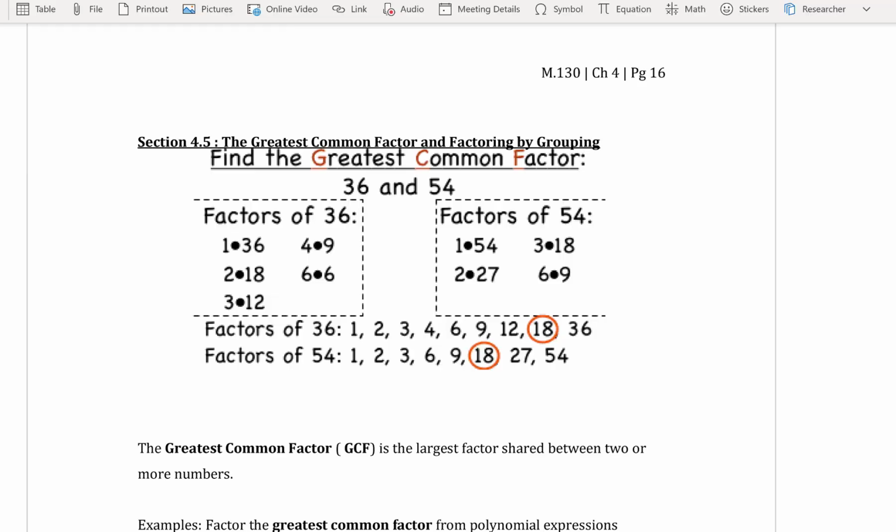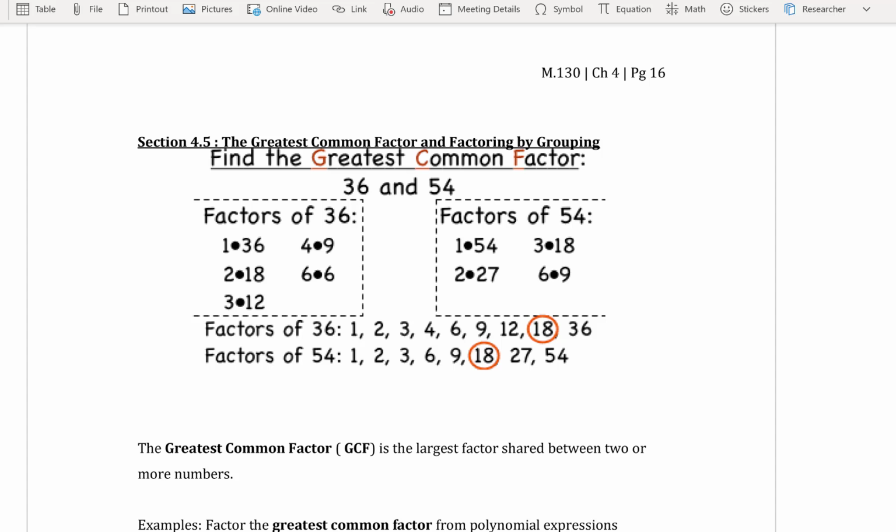Hello Math130 students, we are going to continue on page 16, section 4.5, the greatest common factor and factoring by grouping. So here we want to think about the GCF, or the greatest common factor.